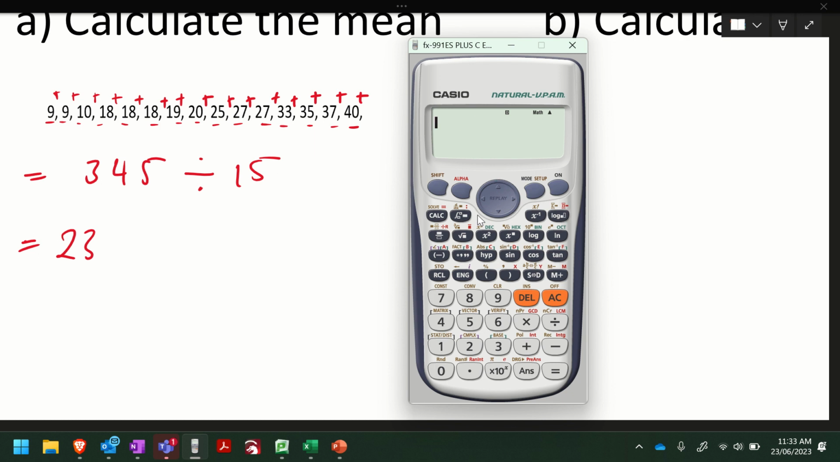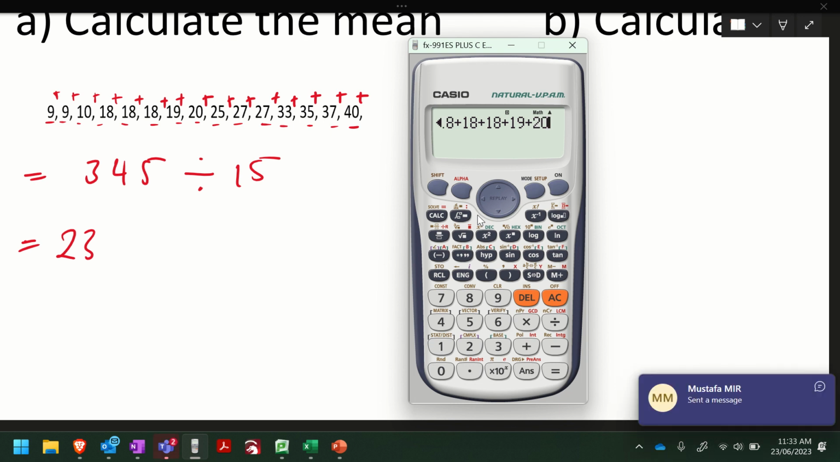Okay, this is what you guys do. So you guys go 9 plus 9. I'm not going to do all of them. Plus 10, plus 18, plus 18, plus 18, and then plus 19, and plus 20. Let's say I put all my numbers in. And then what you guys do in the end is you go divided by 15. Why is this wrong? It looks like 20 divided by 15. Exactly. It's referring to 20 divided by 15.